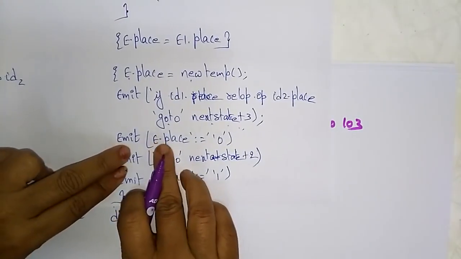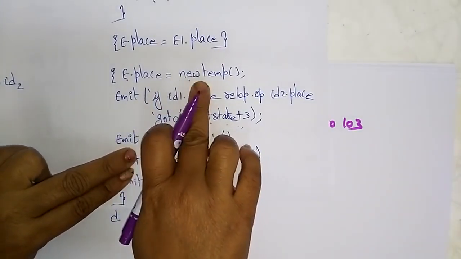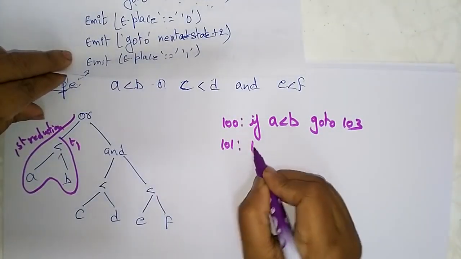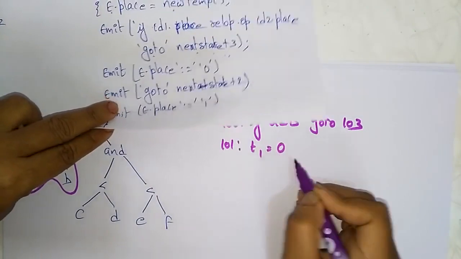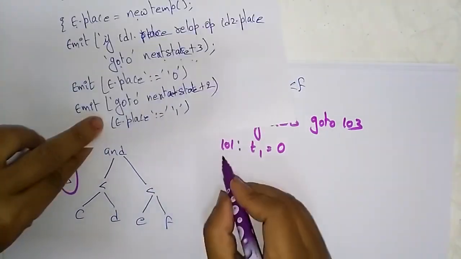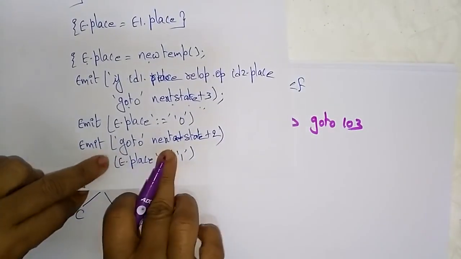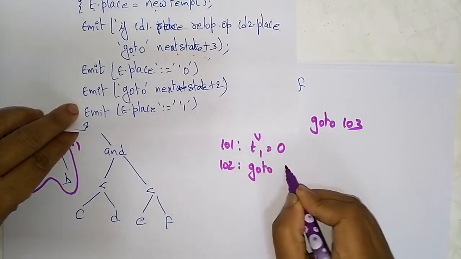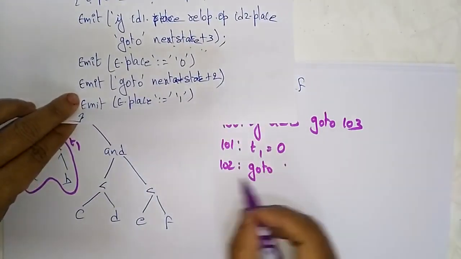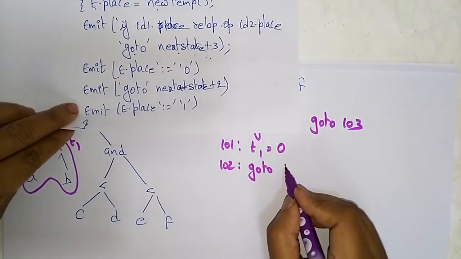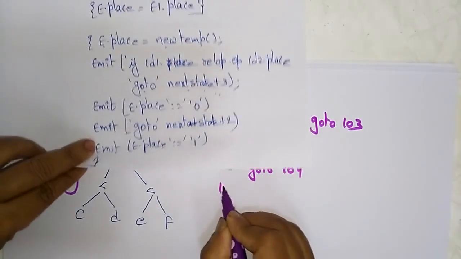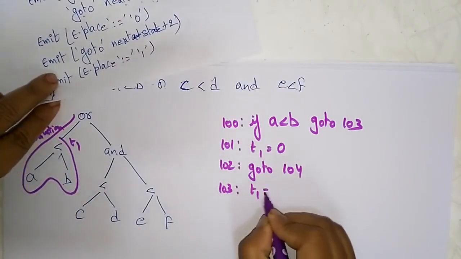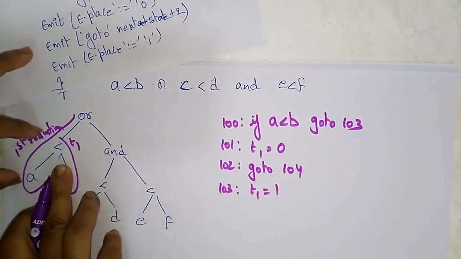So for E dot place, we are taking the temporary variable T1. T1 is equal to 0. Next, 102 is go to next statement plus 2. Plus 2 means where do we have to go? 102 plus 2, 104. And 103 is E dot place is equal to 1, that is, T1 is equal to 1. So the first reduction is over.